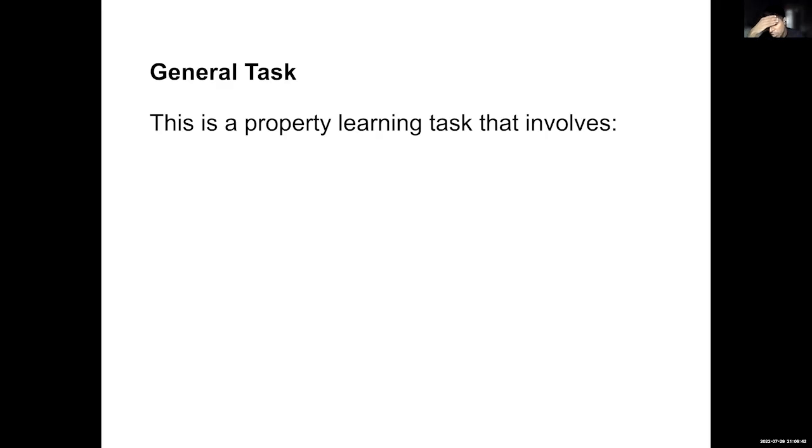Now, this is a property learning task. Y is a property that essentially the subject is trying to learn. It's a special type of property learning task. It involves active search. It's not passive. I don't tell you a bunch of food items. You have to ask me about the food items that you want to know about.